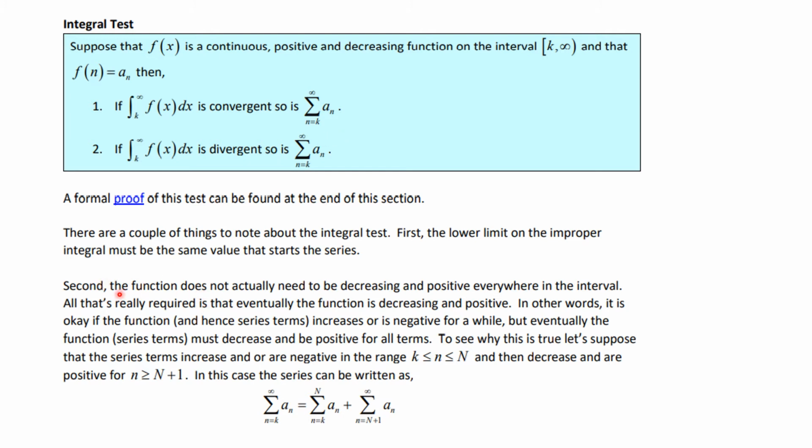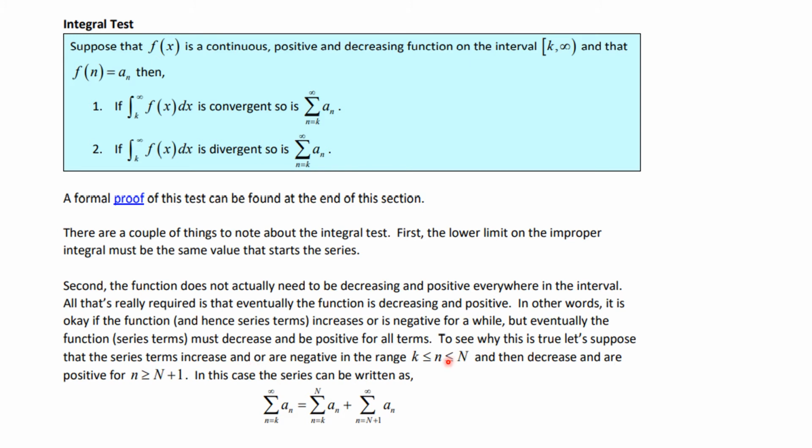So there are some more things we should note about this, and we'll look at the proof later. First, the lower limit on the improper integral must be the same as the value that starts the series. So this k must match with this k. Second, the function doesn't actually need to be decreasing and positive everywhere in the interval. Remember that I said it's all about the tail, so all that's really required is that eventually the function is decreasing and positive. In other words, it is okay if the function, and hence the series terms, increase or are negative for a while. In fact, it could be a long while, but eventually the function, and series terms, must decrease and be positive for all terms.